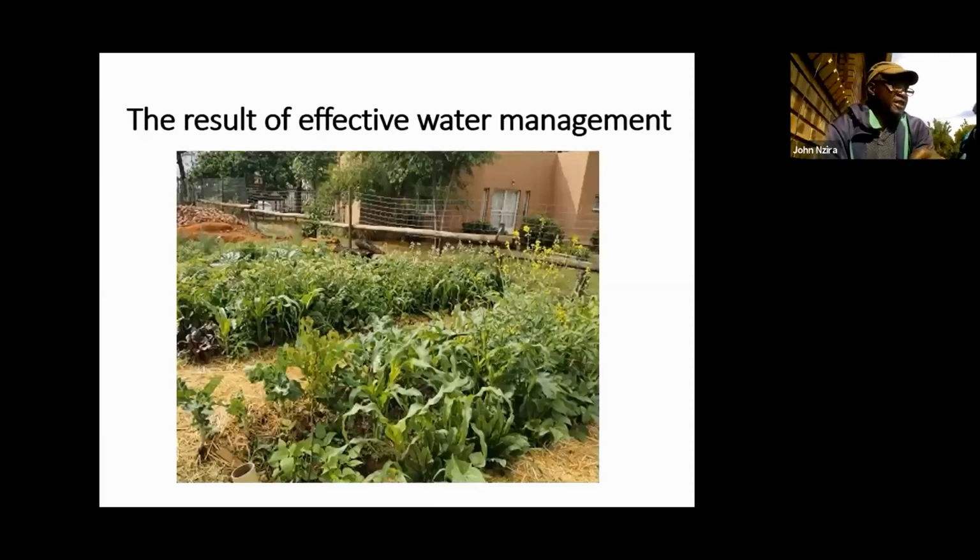So at the end of the day, we are talking about developing a good garden system that actually produces good vegetables through a better way of conserving water. And when you have good, effective water management, you can actually produce what you need, the diversity that you require.